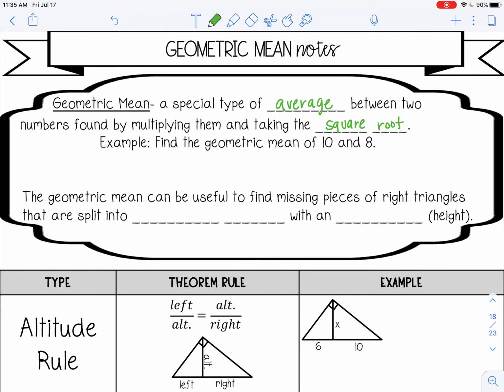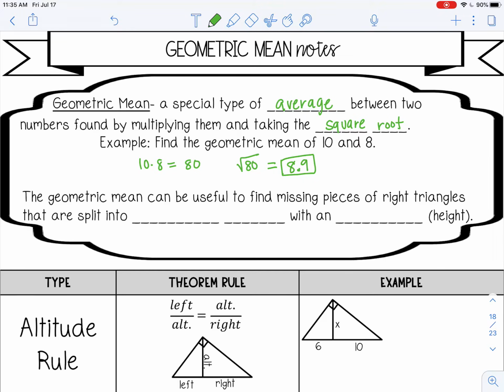So for example, if we want to find the geometric mean of 10 and 8, first we would multiply 10 times 8, which gives us 80. And then we would take the square root, which is about 8.9. So that is the geometric mean of 10 and 8.